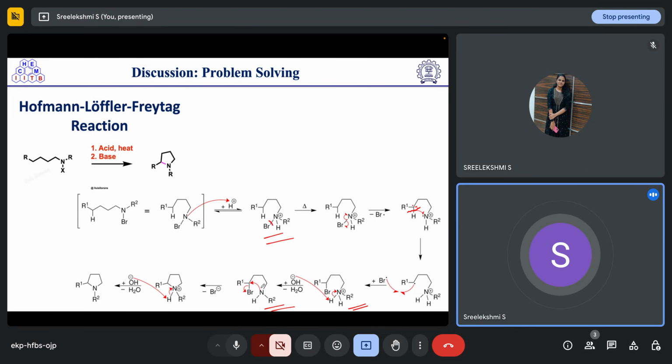Then this nitrogen lone pair can attack over this center and Br minus will leave to form this compound. Again, base will take this proton and eliminate this water molecule to form this cyclized product. So this reaction is known as the Hofmann-Loeffler-Freytag reaction.